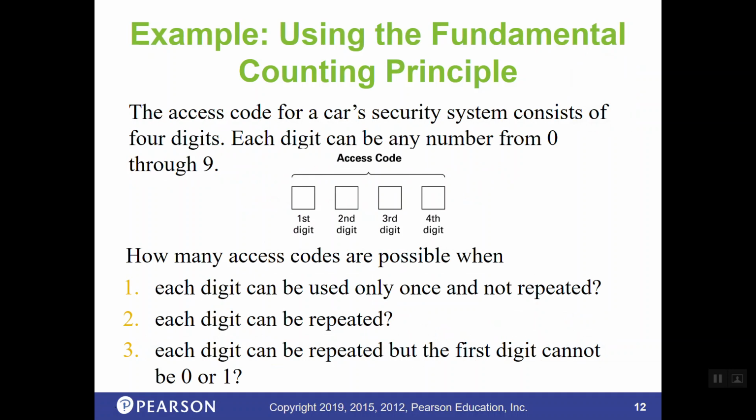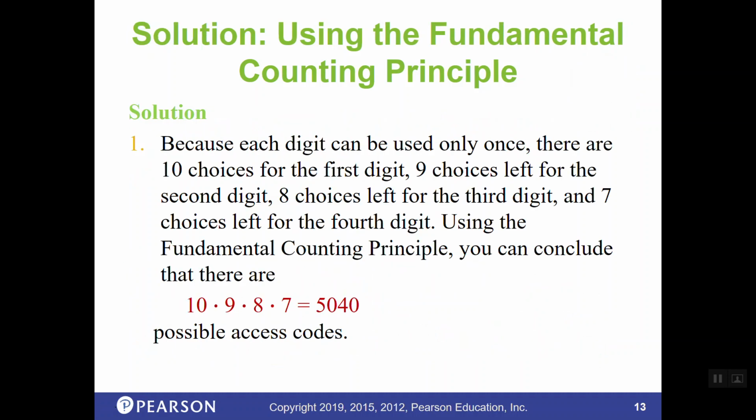So how many access codes are possible when each digit can be used only once and not repeated? Case number 2, each digit can be repeated. Case number 3, each digit can be repeated, but the first digit cannot be a 0 or 1. So let's look at each one of these.